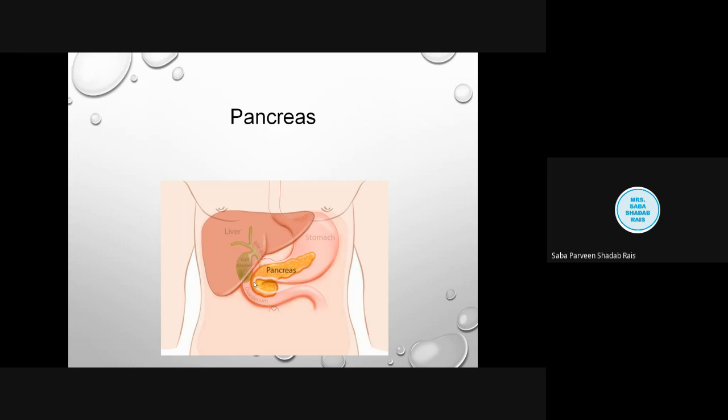But if it is a little bit off here and there, you have to go to the pathologist, you have to go to the doctor. Yes, so thanks to our endocrine system, they are checking each and every chemical secretion in our body, that it is in the normal range. So that's why they play a very important role.